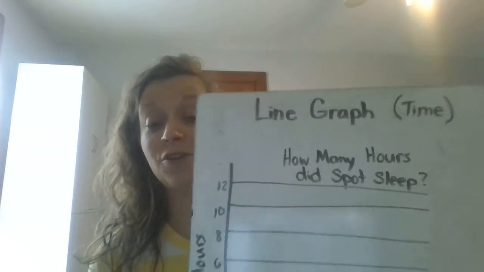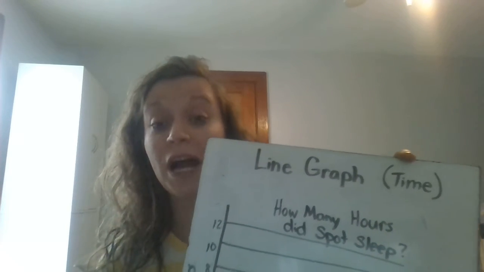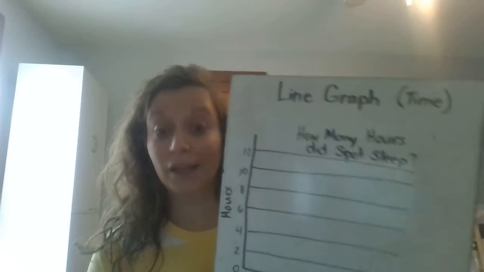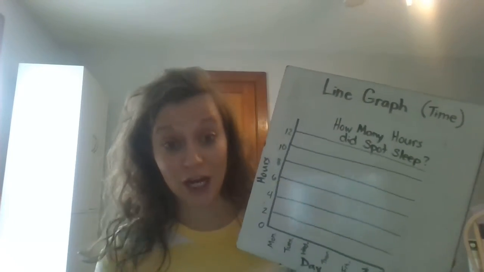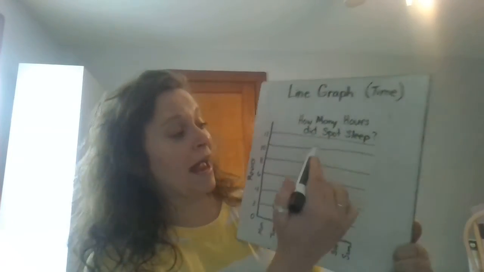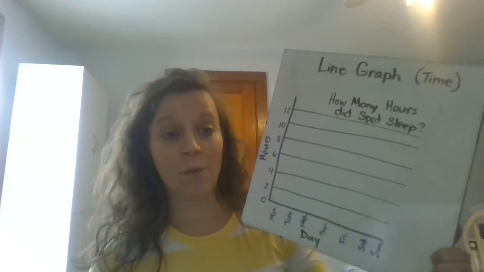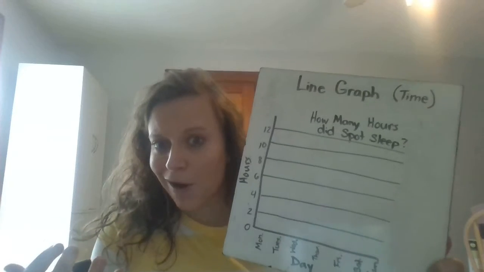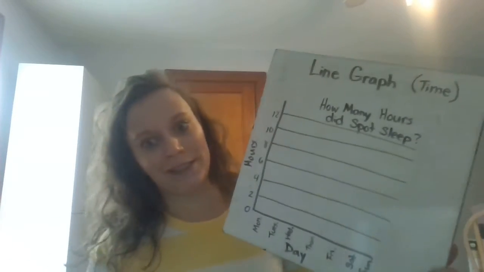So our next type of graph we're going to look at is our line graph. And a line graph shows how something changes over time. So this is something you need to remember. Line graph shows how something changes over time. So we have to start out with that title, always, always, always. So our title on this one is, how many hours did Spot sleep? So I'm looking at my dog, I'm wondering, does he have a normal sleep schedule, does he not?